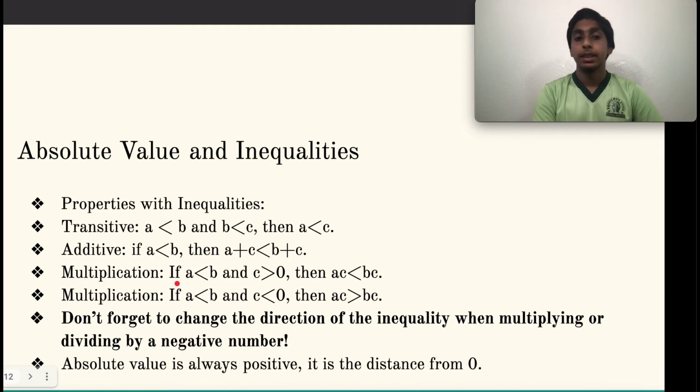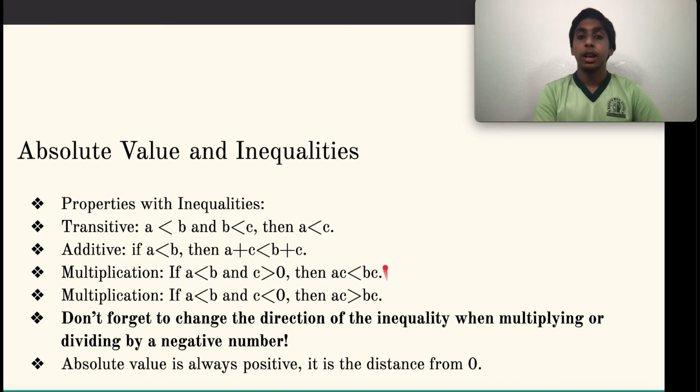Multiplication is if A is less than B and C is greater than 0, then A times C is less than B times C. Because A is less than B, so AC is going to be less than BC. Another multiplication one, if A is less than B, but this time C is less than 0, then A times C is going to be greater than BC.